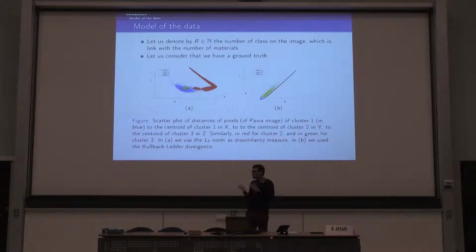And now, what do we want for a distance? I have illustrated it here as an example. I've just considered 3 clusters of a hyperspectral image, and then on each of these 3 clusters, I calculated the barycenter, and then on each axis, I calculate the distance of each of the points of the 3 clusters to the barycenter, according to 2 different norms.